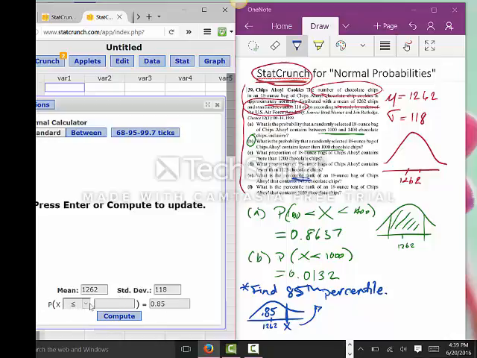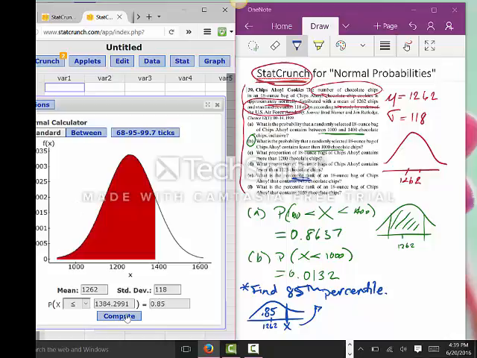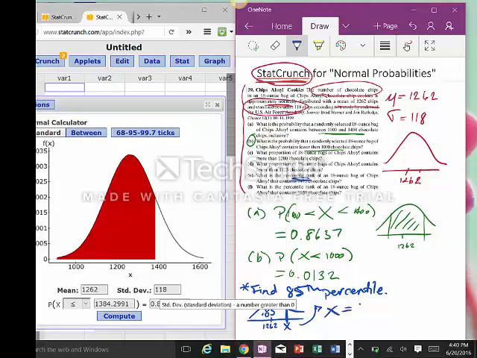The probability that x is less than something. This is our question mark here. Oh, let me put in that question mark. Well, it's not going to let me. Probability that x is less than something is 0.85. So I'll put that 0.85 back in there and hit compute. And it turns out that that's 1,384.2991 chips. Here's a picture here. This area in red is 0.85. Again, area in red is 0.85. And so this value of x that I'm looking for here is 1,384, let's say 3 chips. That's a reverse normal distribution question.